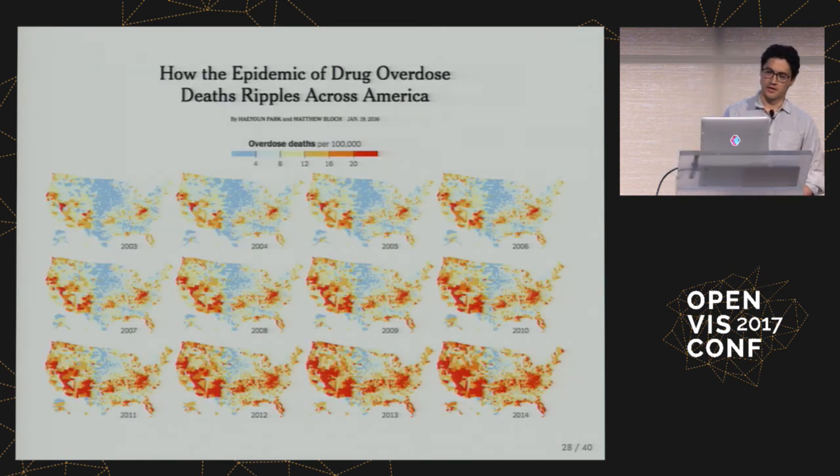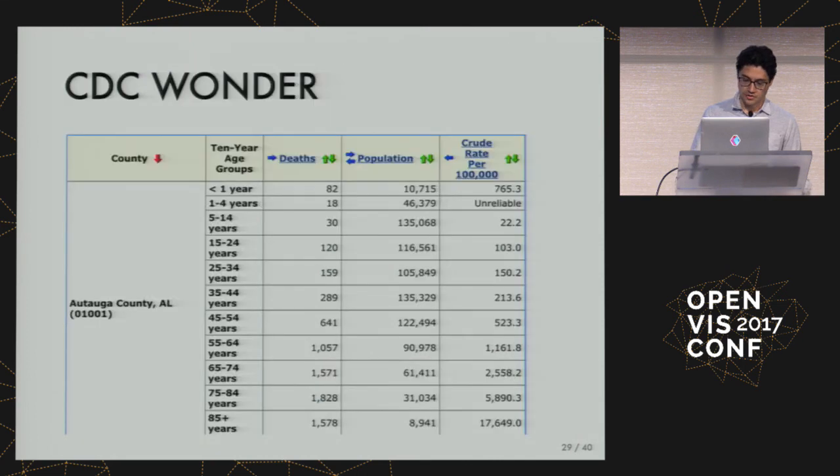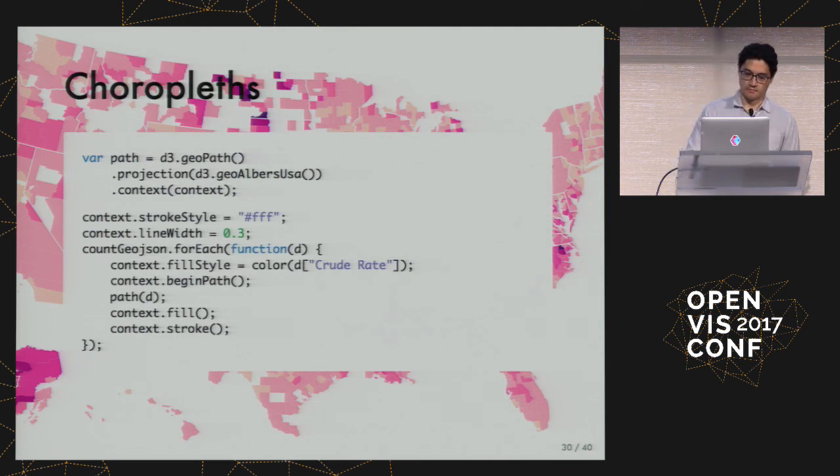This is a New York Times graphic, how the epidemic of drug overdose ripples across America. It's about the rise of opioids, and it's related to these other diseases of despair. These are choropleth maps. I don't know if that particular data comes from CDC Wonder, but if you're interested in doing work like this with mortality, CDC Wonder is a great place to start. It's got data by county. You can get breakdowns by year of death, by age group, race, gender, cause of death, where they died, if they died in a hospice facility.